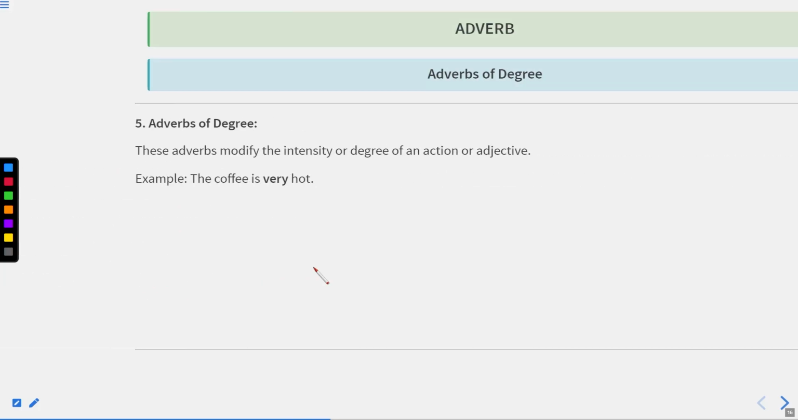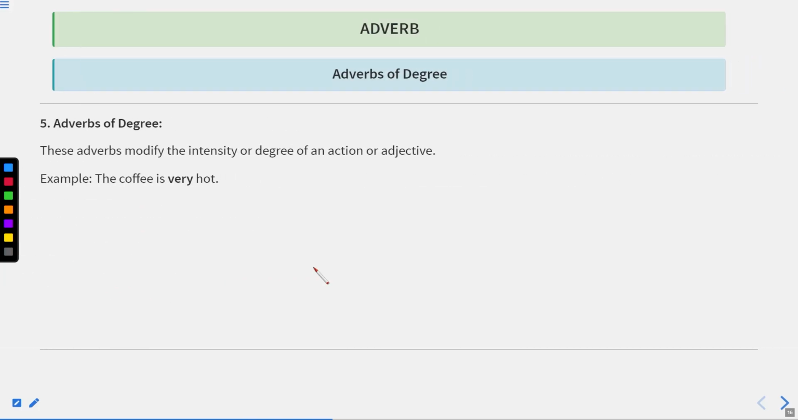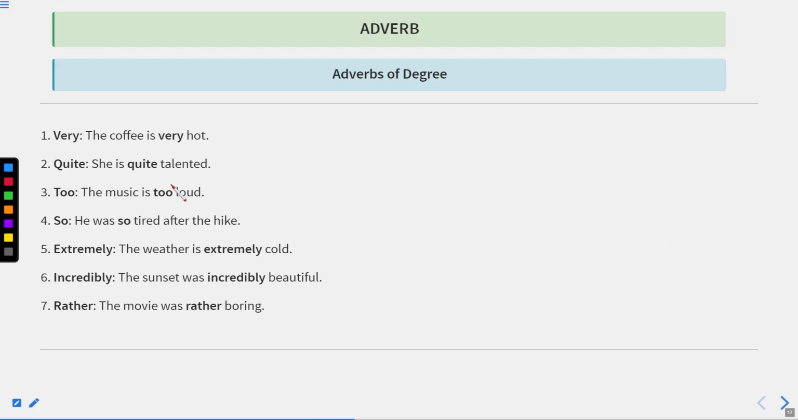Okay. Now we'll see adverbs of degree. These adverbs modify the intensity or degree of an action or adjective. The coffee is very hot. So very is an adverb of degree. Okay. Then after that, let us have some adverbs of degree. Very, the coffee is very hot. Quite, she is quite talented. So how much talented? Quite talented.